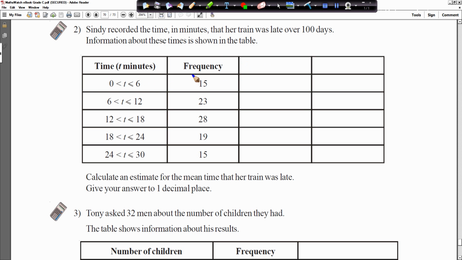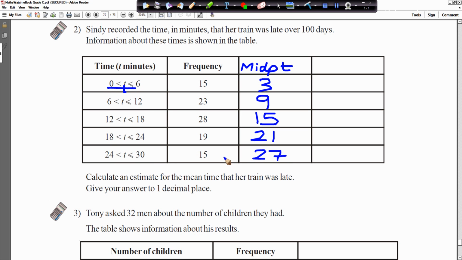Now, if we're doing the grouped data value, what do we have to do? One bit extra. We have to work out the midpoint of the group. So the midpoint of 0 and 6 is 3. Between 6 and 12, the halfway value is 9. Between 12 and 18, the mid value is 15. Between 18 and 24, the mid value is? 12 and 18 is 6, yeah? 18 and 24 is 6. So add 3 to give us 21. 24 and 30, the mid value is?